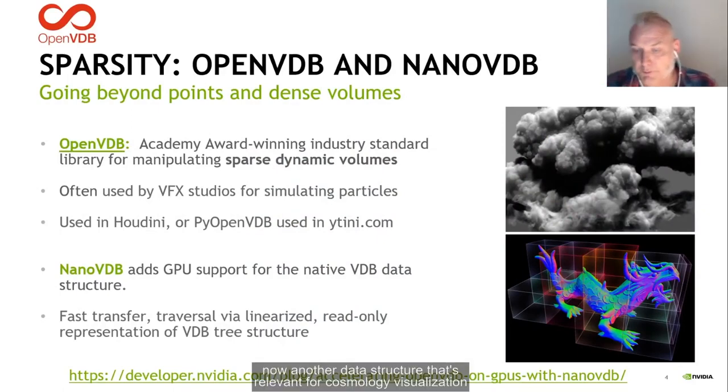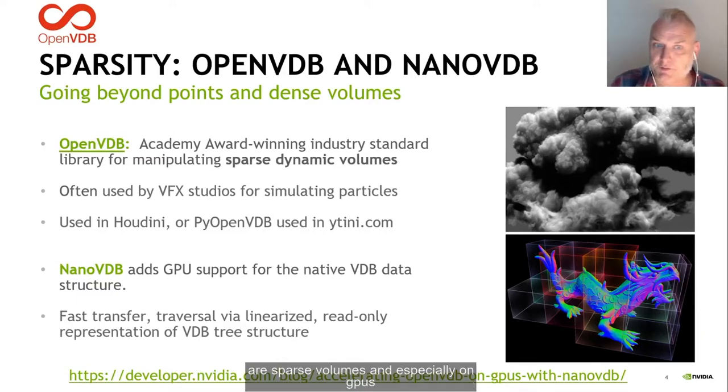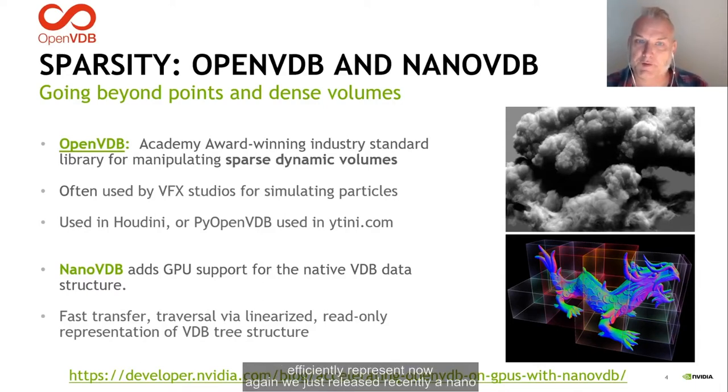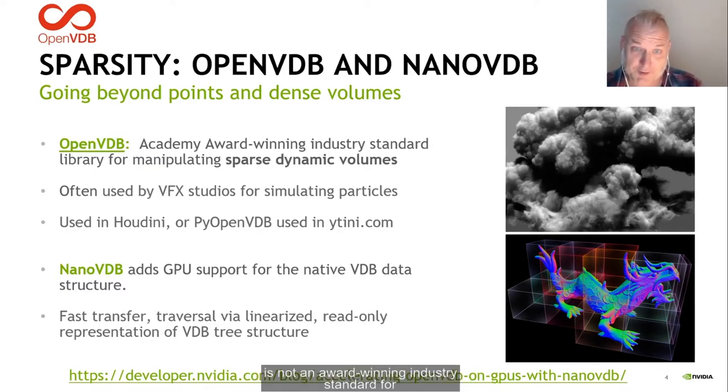Another data structure that's relevant for cosmology visualization is sparse volumes. Especially on GPUs, sparse volumes can be a bit tricky to efficiently represent. We just recently released NanoVDB, which is a sparse volume representation built on the OpenVDB standard. OpenVDB is an award-winning industry standard for storing and manipulating sparse dynamic volumes.